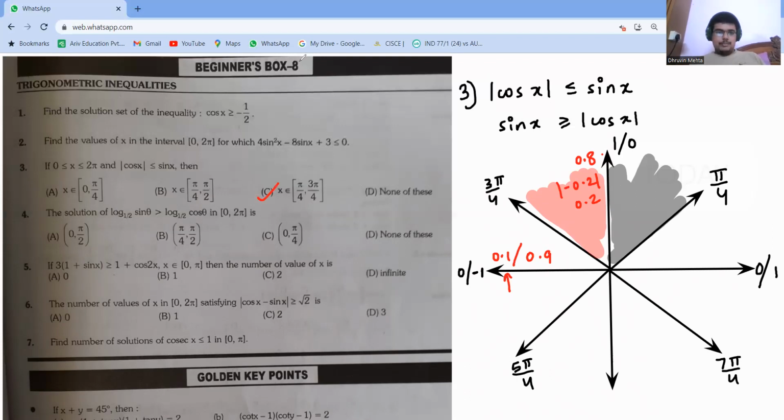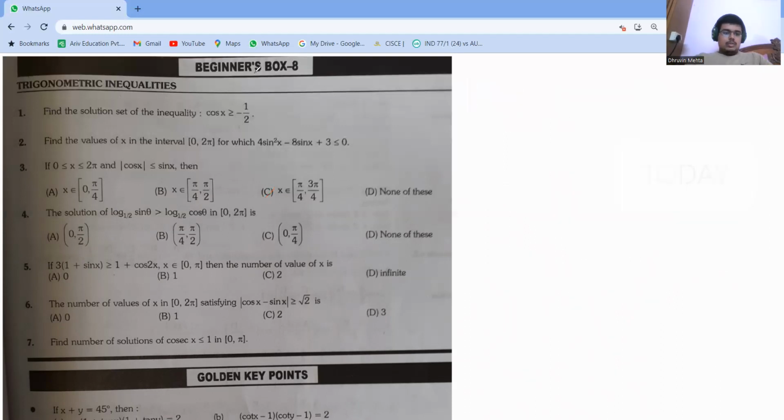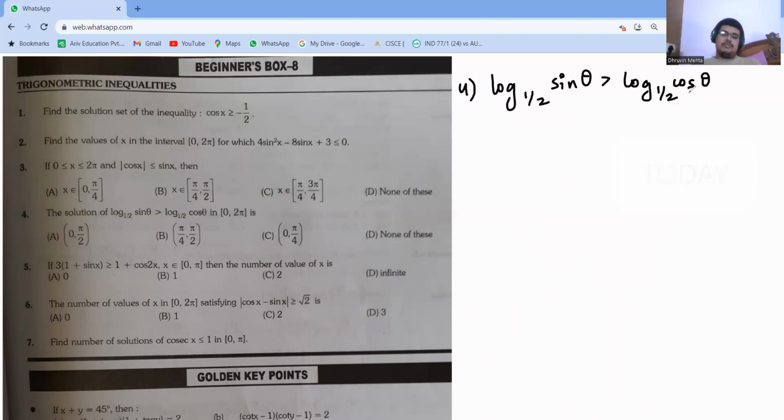इसमें log भी involved है. So the solution for log sine theta to the base half greater than log cos theta to the base half. So what do we know about log, guys? Tell me, what do we do with the log over here? When the base is half, base है less than 0, so the sign will reverse.